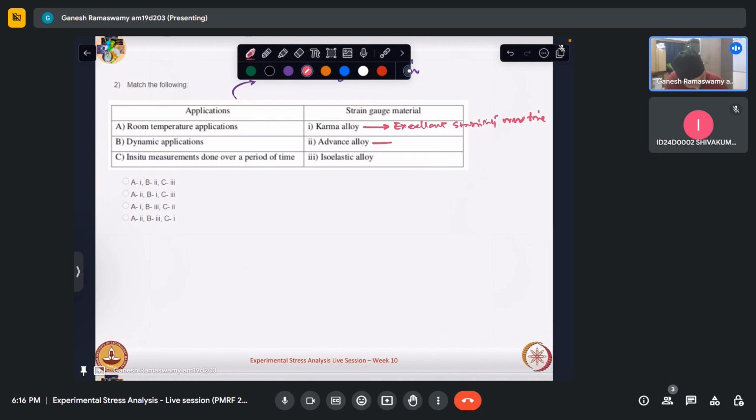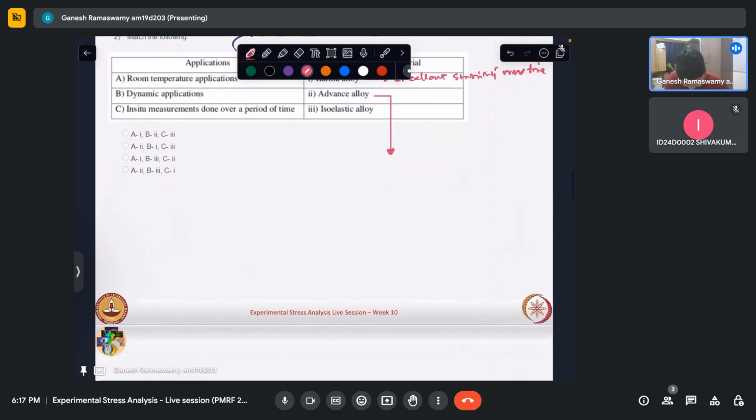Now if we look at the advanced alloy, this has certain interesting properties. This basically has a high sensitivity.